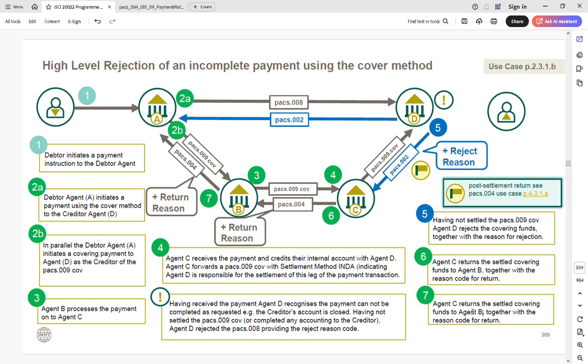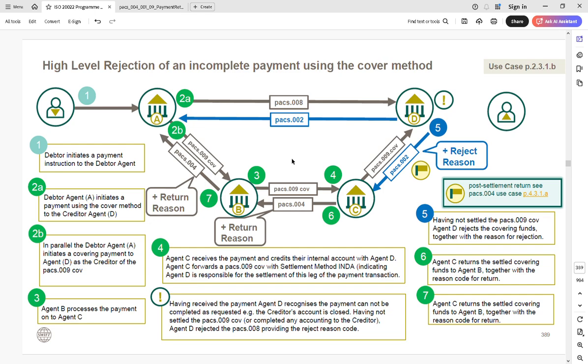Okay, that's the flow of your PACS.002 message, return message. PACS.002 set as rejected. So instead of linear case, here is a cover method, but the scenario remains same. Keep in mind, if payment has been settled, you have to send the payment back with return reversal of payment, which is PACS.004. If payment is not settled, you have to only reject the payment with PACS.002 message. That's the main difference.